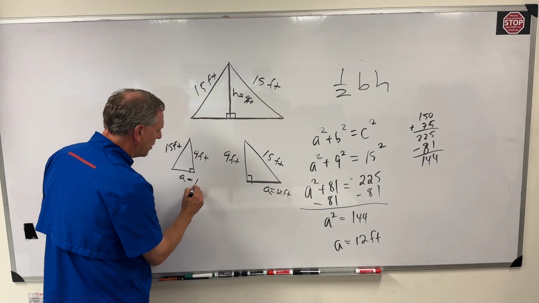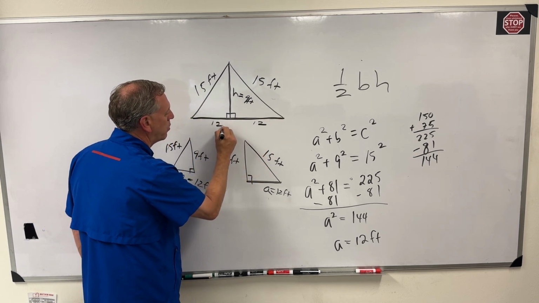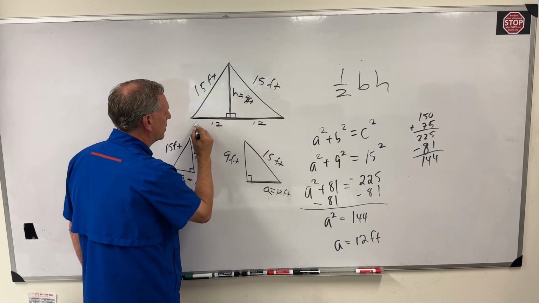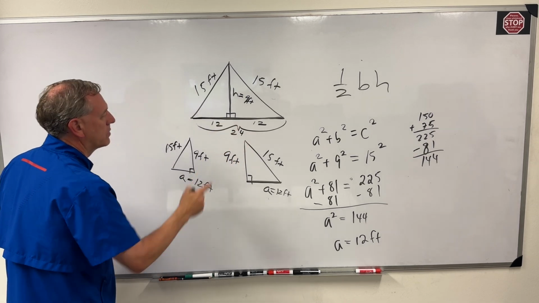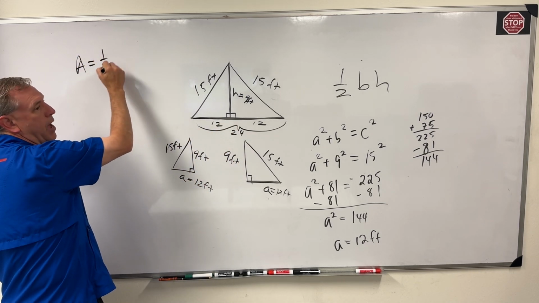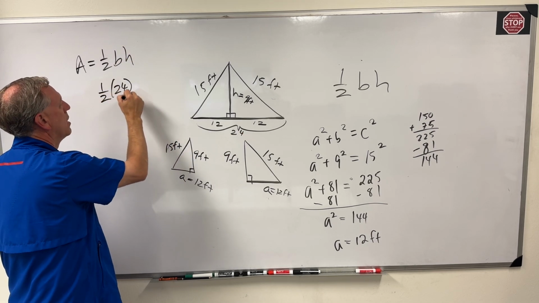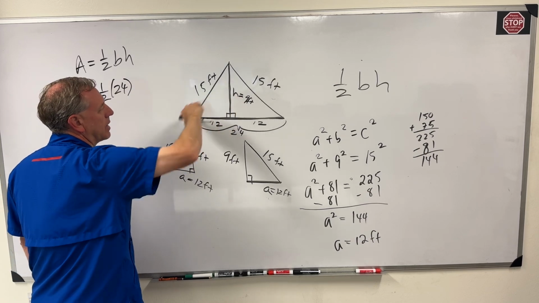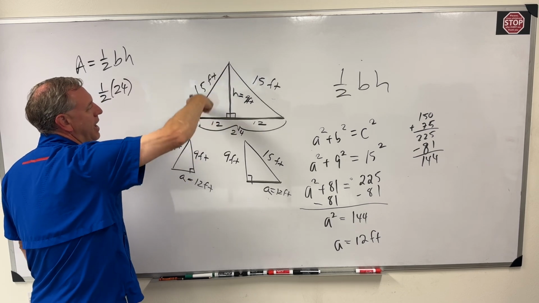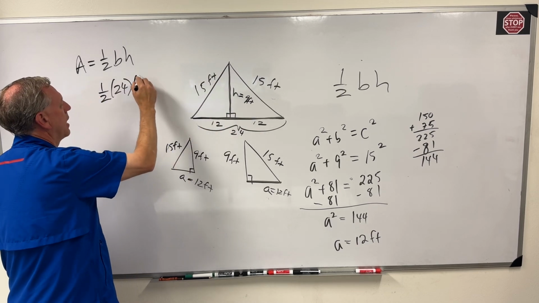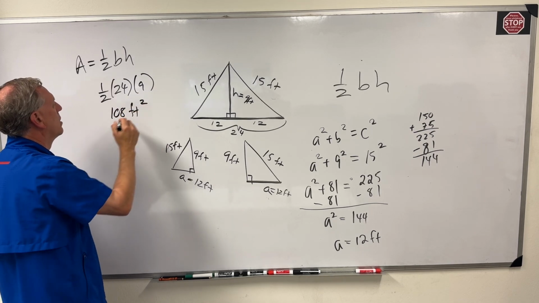That means this A is also 12 feet, which means the base across here, if that's 12 and that's 12, the total base across here then is 24 feet. So now we get to the area, where area is 1/2 base times height. We have 1/2 times 24, and be careful, the height is this, not the hypotenuse of these two right triangles, not that side, but it's the height of 9. So 12 times 9, this is 108 feet squared is the area.